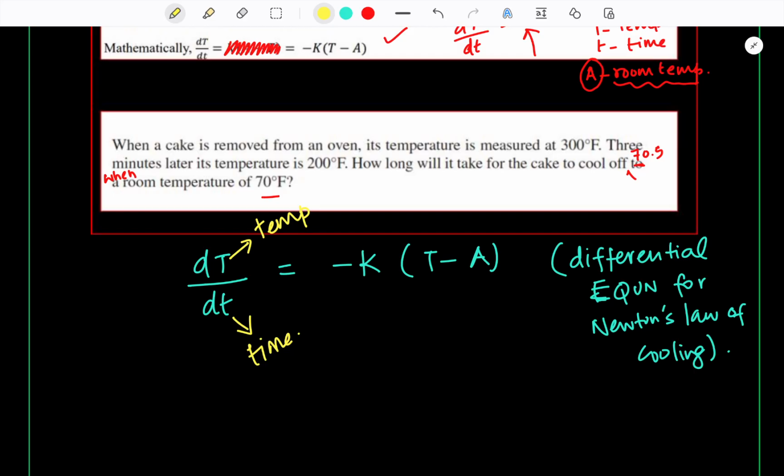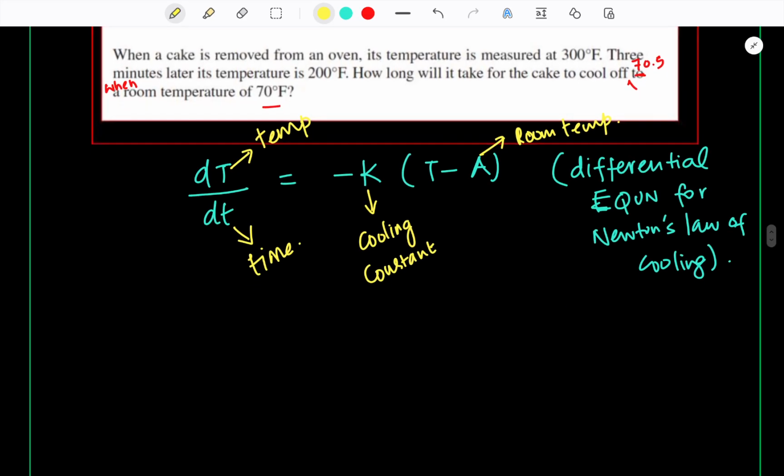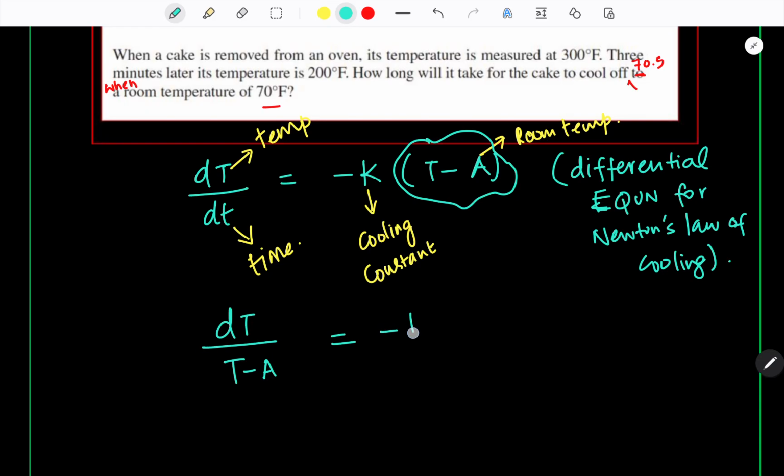K, technically, is the cooling constant, and this A will be the room temperature. So temperature, time, cooling constant, and everything is ready. Now we are going to solve this differential equation. Look here, right? This one is solved using the variable separable method: dT divided by (T minus A) is equal to minus k dt.